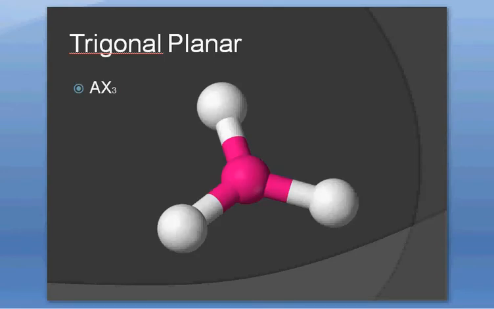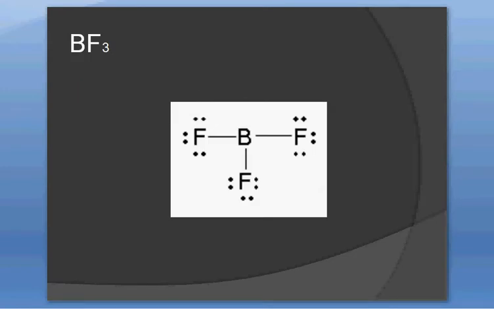The next group has three things attached. The first shape in this group is trigonal planar, AX3, so it has three bonding pairs. An example of this is boron trifluoride. After the dot structure is made, we can see that it has three things attached, so it is trigonal planar.